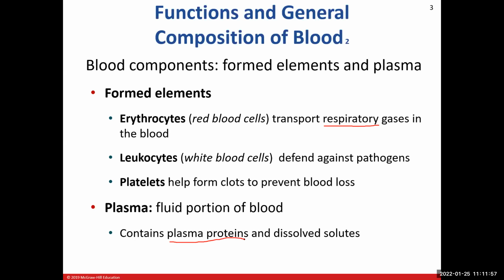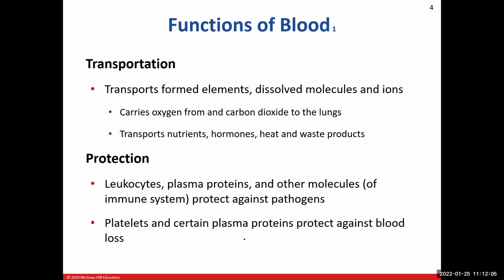But again, we'll see other types of proteins in our blood that will bind onto certain substances. Also, this is where stuff goes to dissolve. A lot of our substances will dissolve right into the blood. It's something that's water soluble, dissolves right into the blood, gets transported around.